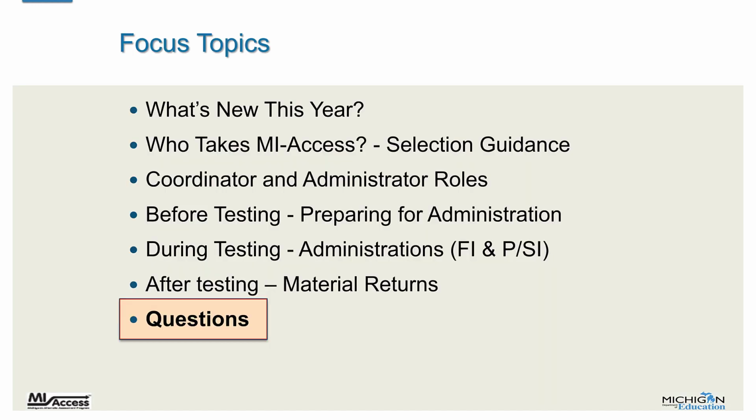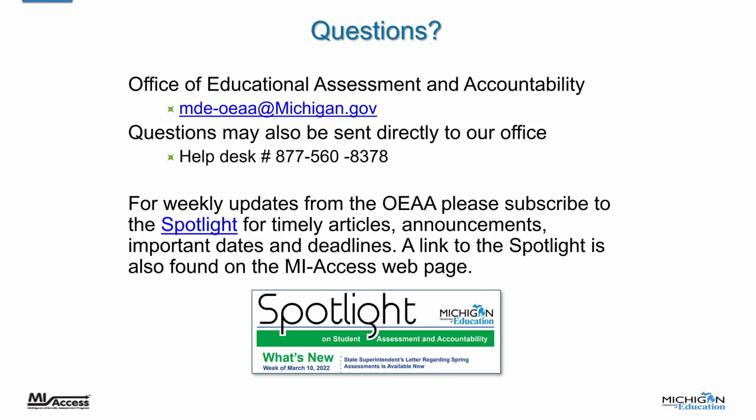There will always be some questions that arise, and for that reason, we have a couple of avenues for you to ask and get answers. Your questions may be sent to mde-oeaa@michigan.gov, or you may call 877-560-8378. Please make sure that in the subject line you put a brief description so that we can get the question routed properly.